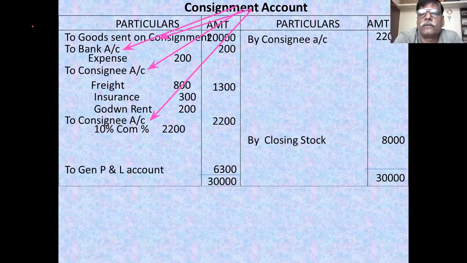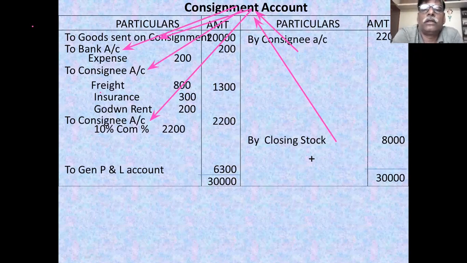And fifth entry is for sale. For sale, you debit consignee account. Consignee account debit to consignment account, being goods sold by consignee, 22,000 debit, 22,000 credit. Then for closing stock, closing stock account debit to consignment account, being closing stock recorded, 8,000 debit, 8,000 credit.